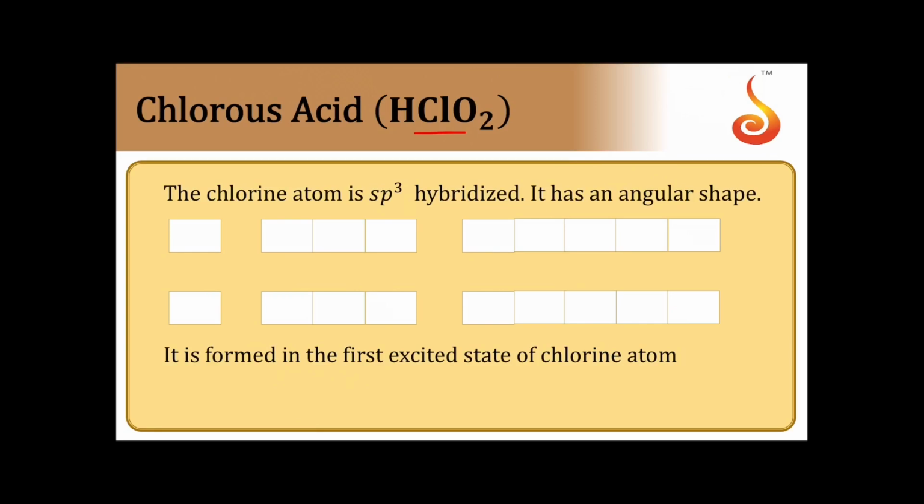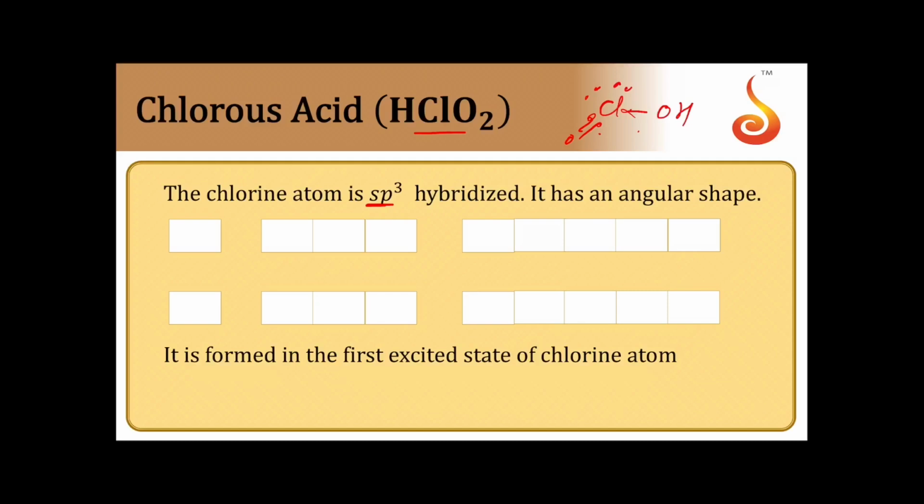HClO2: chlorine must definitely have one OH group and one double-bonded O. Coming to the number of lone pairs present on it: chlorine altogether has 7 electrons, of which 1 is used here, 2 are used up here, and 3 are used. Therefore the remaining 3, 4, 5, 6 and 7 implies we have altogether 2 bonds and 2 lone pairs. 2 plus 2 is 4, so 4 pairs are there, which means it is undergoing sp3 hybridization.